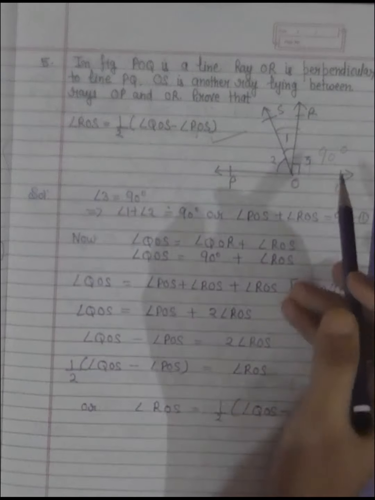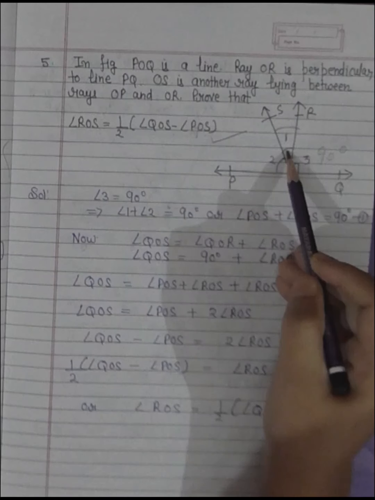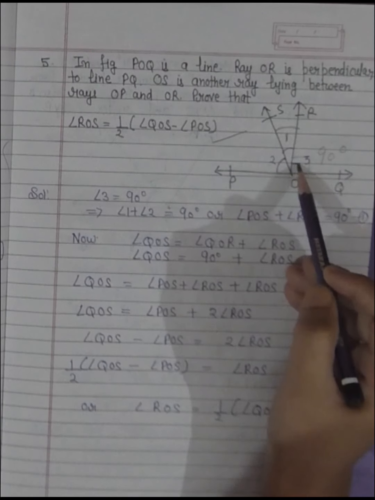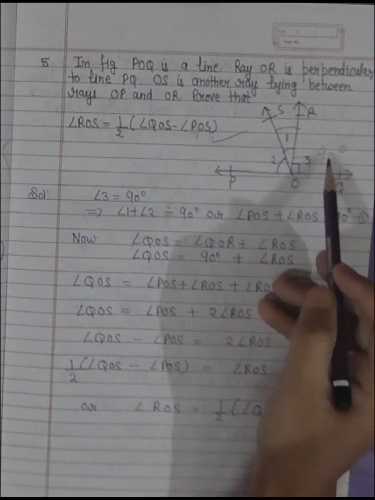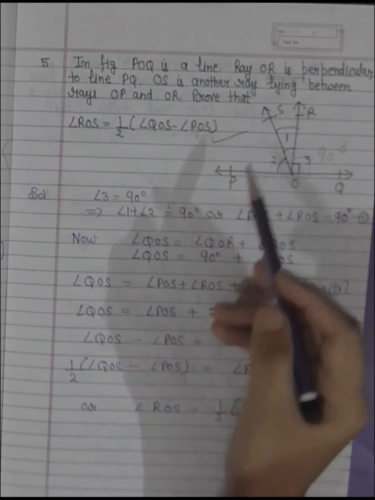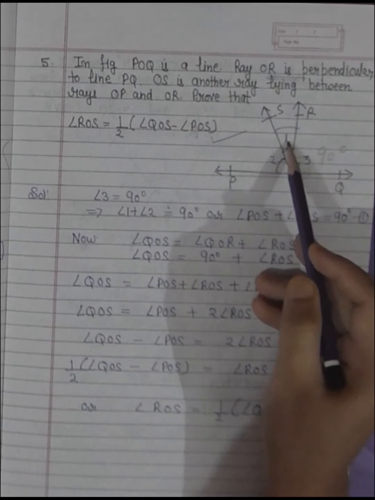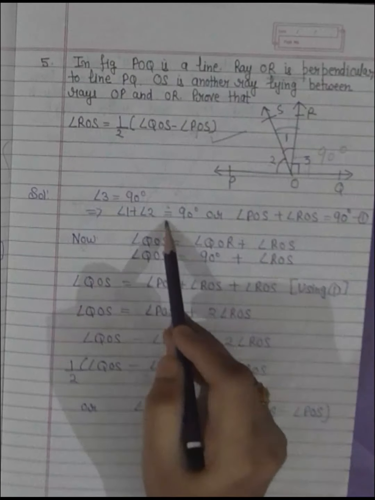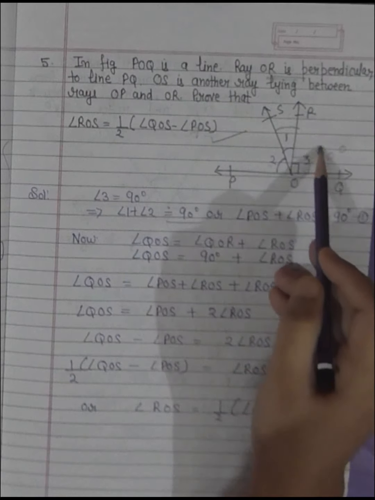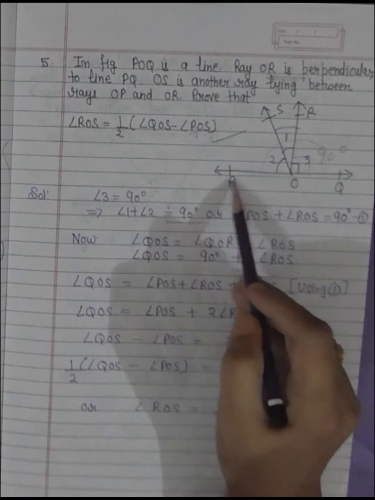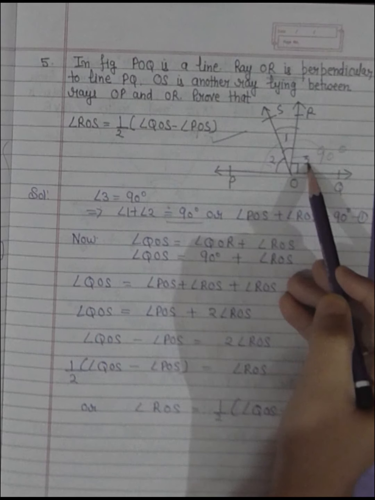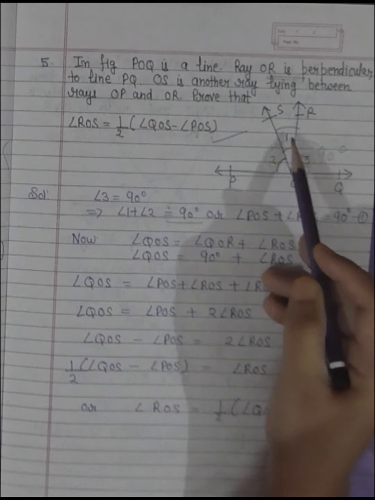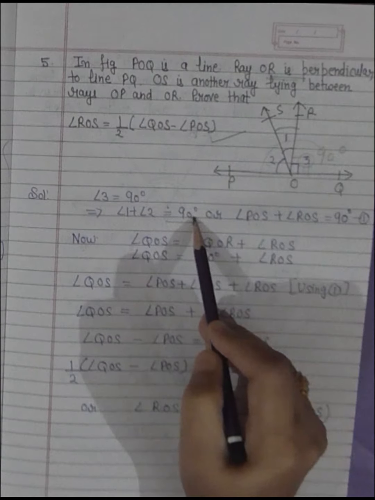Now here I have given the names: this angle as 1, this as 2 and this as 3. Now angle 3 is 90 degrees. It is given already. Therefore we can say the sum of angle 1 and 2 is 90 degrees because it is forming a linear pair. POQ is a line, so angle 1 plus angle 2 plus angle 3 is equal to 180, but angle 3 is 90, so angle 1 plus angle 2 is 90 degrees.